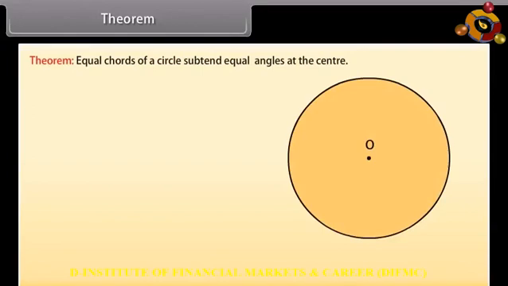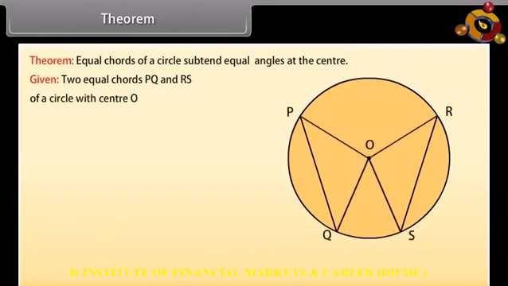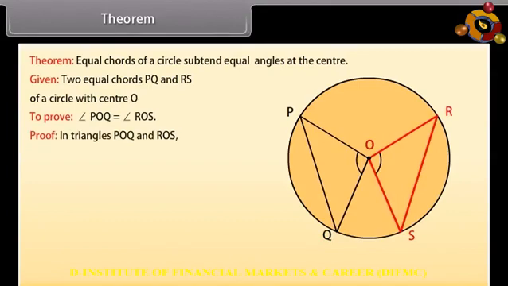Theorem. Let us prove this theorem. Given two equal chords PQ and RS of a circle with center O. To prove, angle POQ is equal to angle ROS. Proof. In triangles POQ and ROS, OP is equal to OR because these are the radii of a circle. OQ is equal to OS. These are also the radii of a circle.